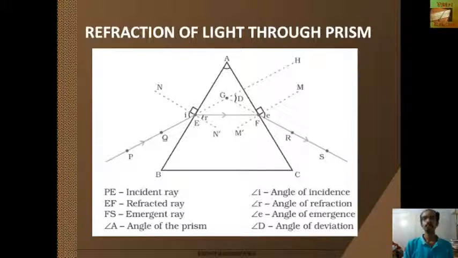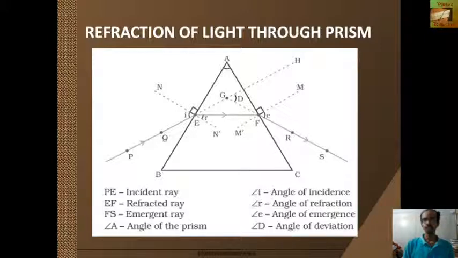At the point E, the ray undergoes refraction. Since the ray comes from a rarer medium into a denser medium, it refracts towards the normal. Then, at point F on side AC, it undergoes refraction. But in this case, the ray goes from a denser medium to a rarer medium. Hence, the refracted ray goes away from the normal. Here, RS is the refracted ray.